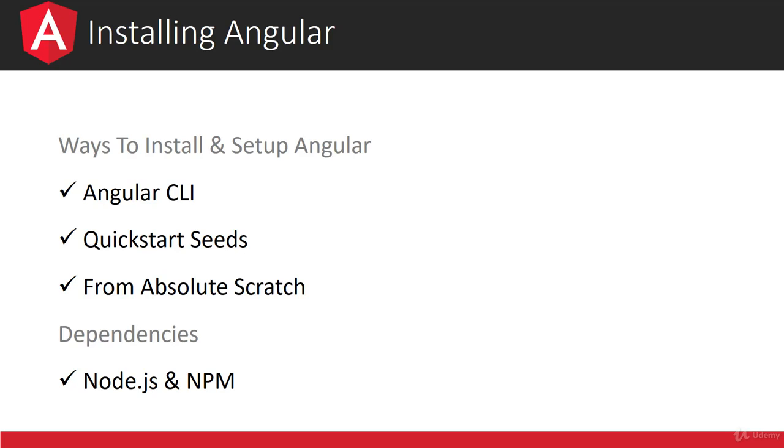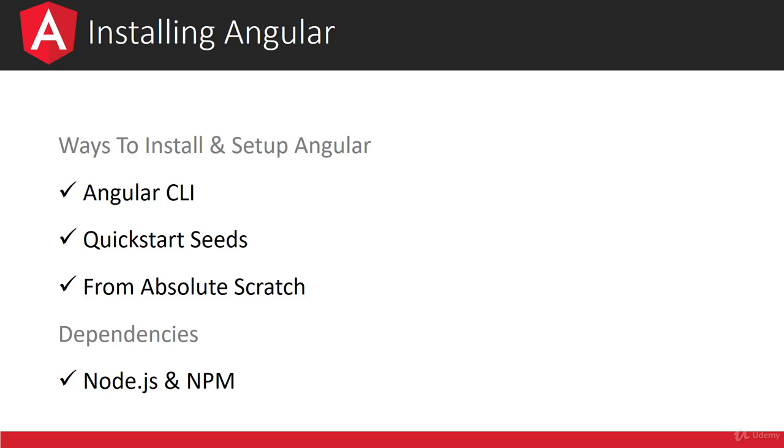You also have quick start seeds, which are basically like boilerplate applications. These don't have all of the tools that the CLI has, but they're also relatively easy to set up. Then you have the option to create it from absolute scratch, but there's really no reason to do this, as the CLI creates a complete development environment with a dev server, build tools, and everything that you need. So trying to piece everything together yourself is going to take you 10 times longer, with much less features, and it'll just make development much harder and longer.